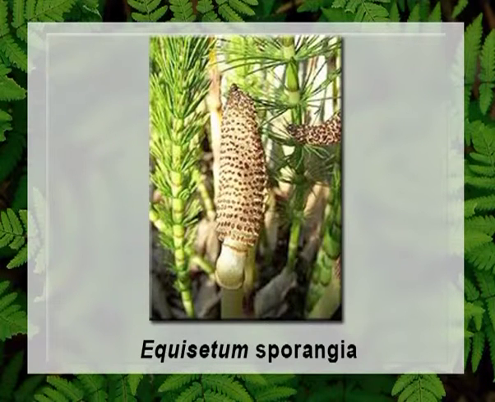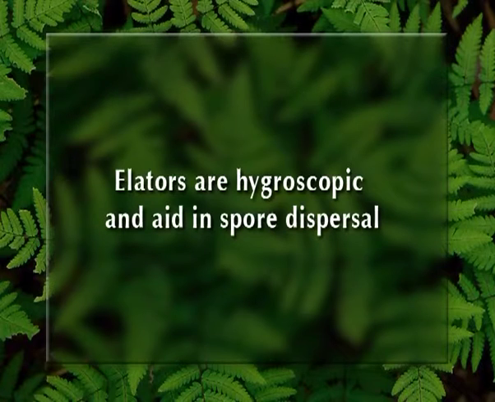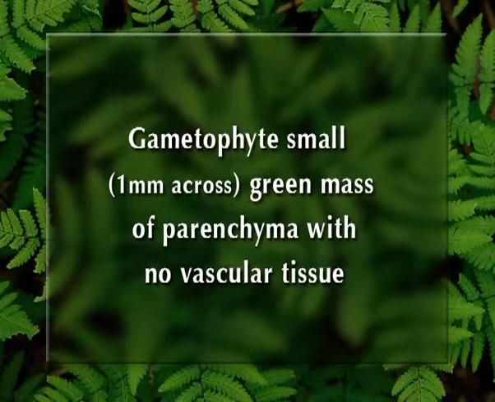At the tip of some of the aerial stems are strobili, or simply cones, which contain sporangia. The spores are unique among the vascular plants in containing chloroplasts and an unusual appendage called elaters. The elaters are hygroscopic and uncurl the spore body upon drying. Thus, they aid in spore dispersal. The gametophyte in this group is a small, about 1 mm across, green mass of parenchyma with absence of vascular tissue.